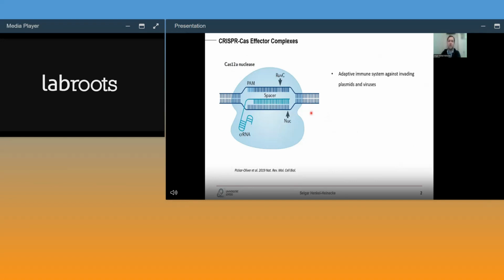They are adaptive immune systems against invading plasmids or viruses. They form a ribonucleoprotein complex with the RNA, which is here in light blue, and we have the protein here. So first of all, they form a complex. This complex can bind via base pairing of the RNA to DNA, and then we have here the target sequence. This spacer or target sequence can be programmed to target specific DNA sequences via the crRNA or gRNA, the guide RNA. And therefore, it's a powerful tool for genome editing.